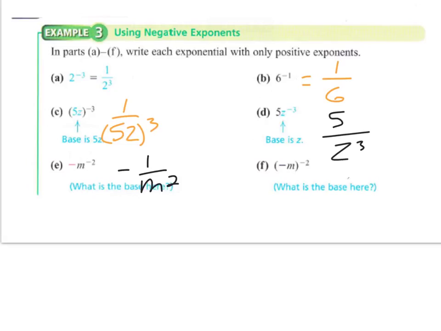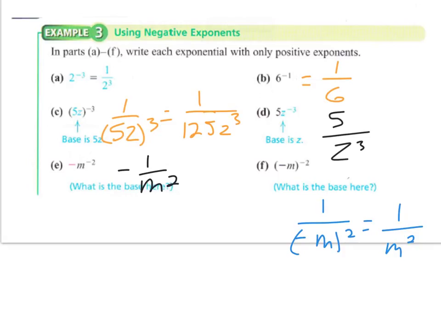Now here, the negative being inside the parentheses makes a difference. It's still 1 over a negative m squared. Of course, now we can see that would just be an m squared because the negative is part of that squaring, so that would cancel out. If you wanted to evaluate this one, it would be 125z cubed in the denominator there.